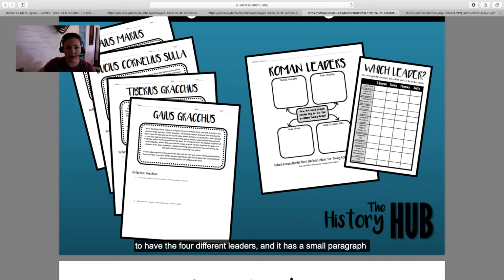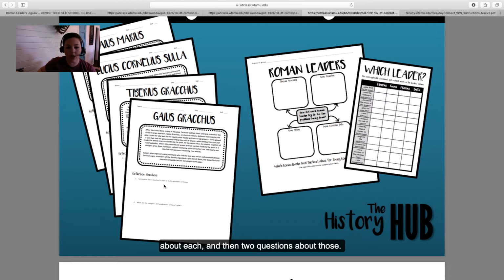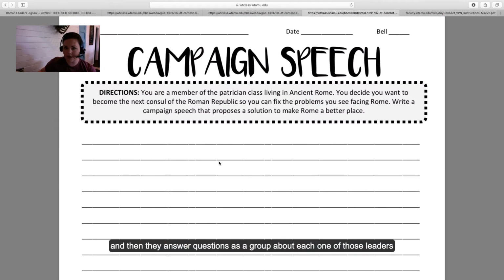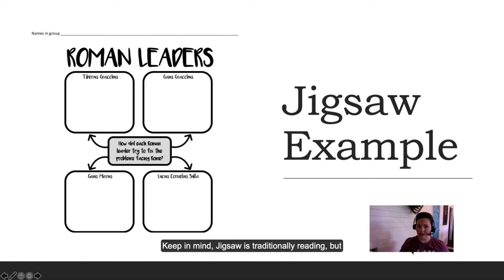It's going to have the 4 different leaders, and it has a small paragraph about each, and then 2 questions about those. The experts read that, return to their home groups, and then they answer questions as a group about each one of those leaders, because the goal of the group is to write a campaign speech for the Roman Republic. Keep in mind, Jigsaw is traditionally reading, but it doesn't have to be that way.